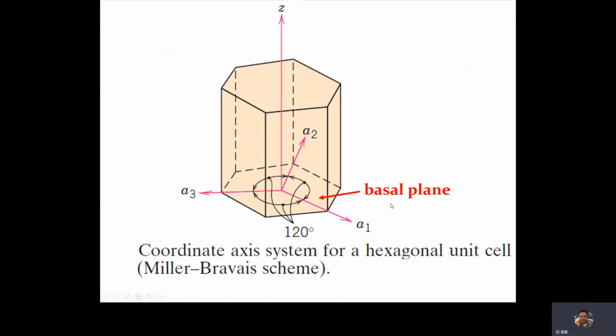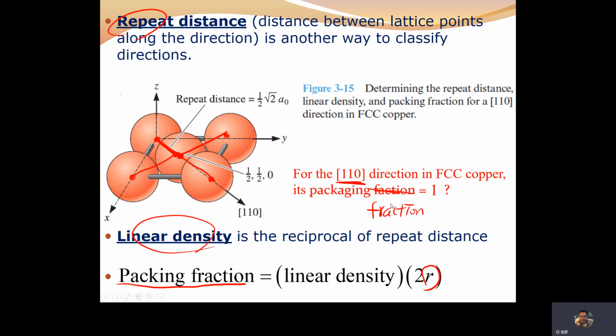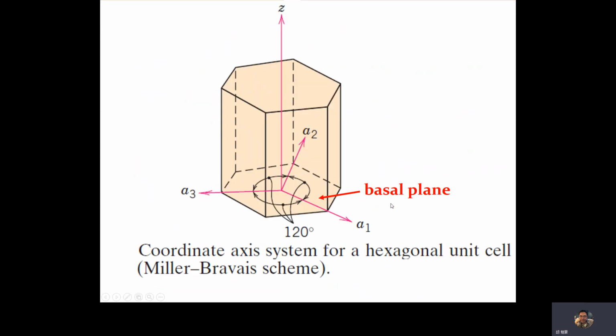And next, I'm going to discuss the HCP structure. Now we're going to use 4 indices. In the previous slide we used the 3 Miller indices to identify crystal directions, right? Now we can use 4 indices to define directions in the HCP structure. As I already mentioned, this plane is called the basal plane.